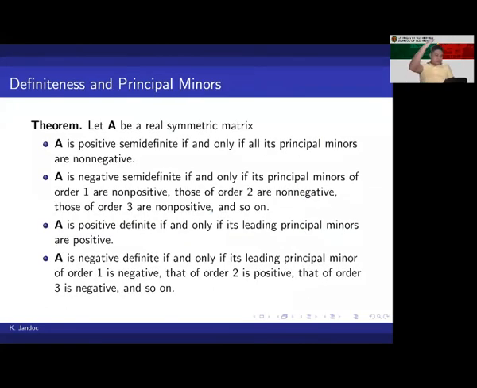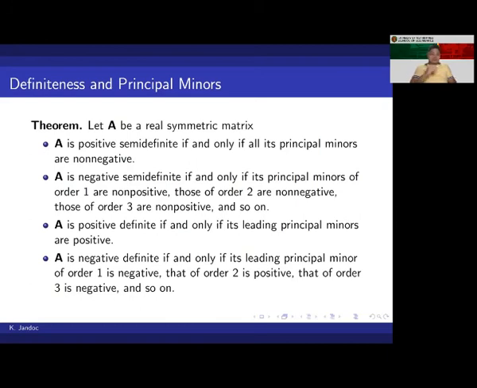Now, this next theorem is about determining the definiteness of a matrix, in particular a real symmetric matrix, using principal minors and leading principal minors. The previous theorem that we had was that you can determine the definiteness of a real symmetric matrix A by looking at the sign of the eigenvalues. If you don't want to compute eigenvalues, this theorem will come in handy.